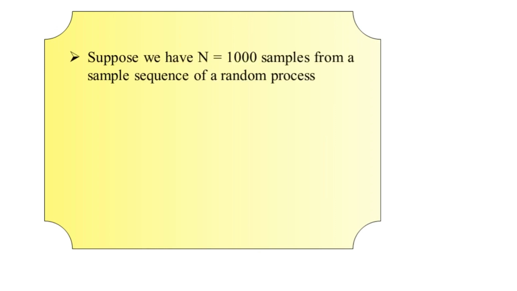We start with the problem statement. The problem statement is given to us. It starts with, suppose we have capital N is equal to 1000 samples from a sample sequence of the random process. We have been asked two parts in this problem.